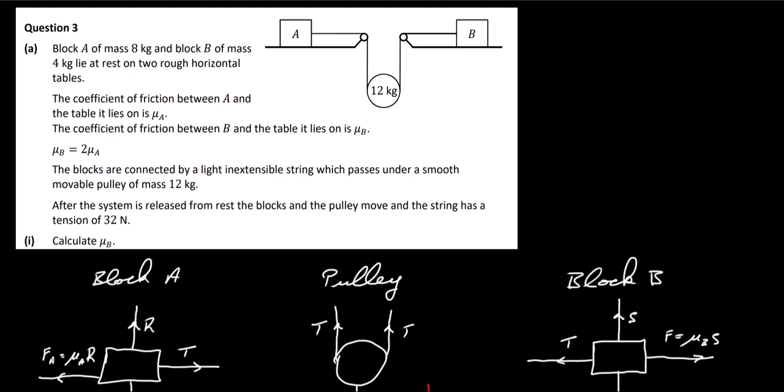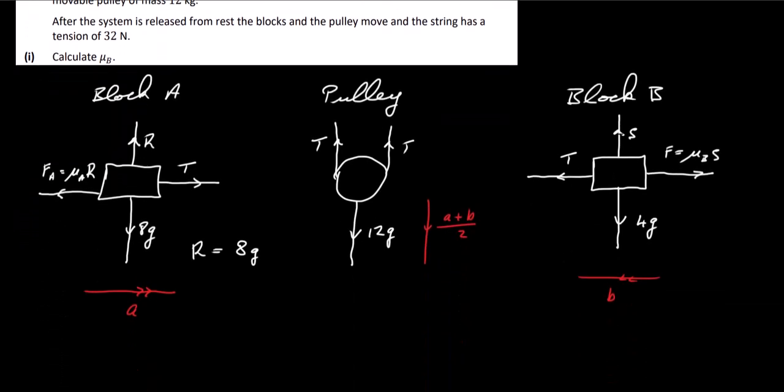Mu of B is equal to twice mu A. The blocks are connected by a light inextensible string which passes under a smooth movable pulley of mass 12 kilograms. After the system is released from rest, the blocks and the pulley move and the string has a tension of 32 newtons. Calculate mu of B.